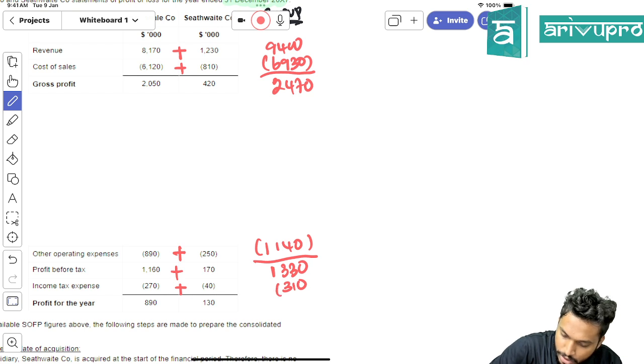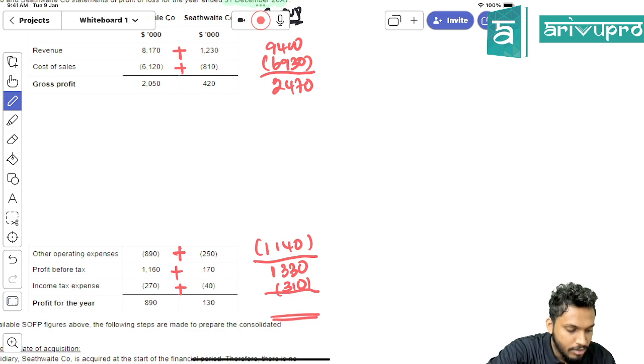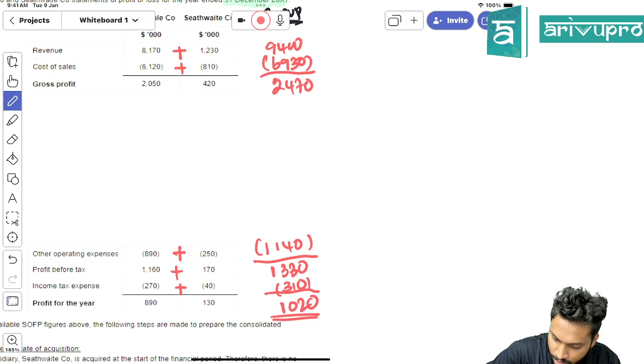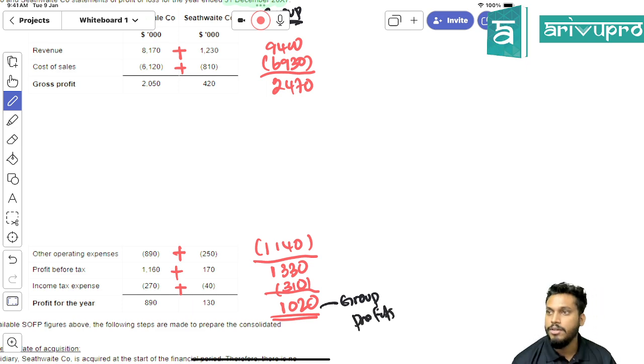So now in the group profit, how much are you making? 1,330 minus 310 is 1,020. Now this is the group profit. Okay. So up to this point, no issues.